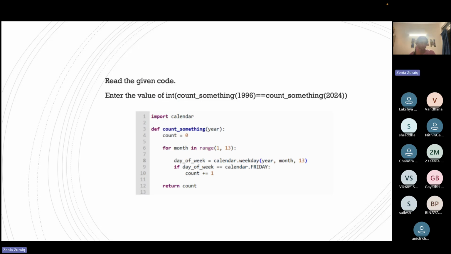Okay, this is the next question. Once again, we have some code which is doing something based on this calendar module. So, what is the value of this expression? Integer of this. Read the question very carefully. Again, identify what count something is doing. Count something clearly counts something. What is that something? Identify it, and based on that, give your answer.